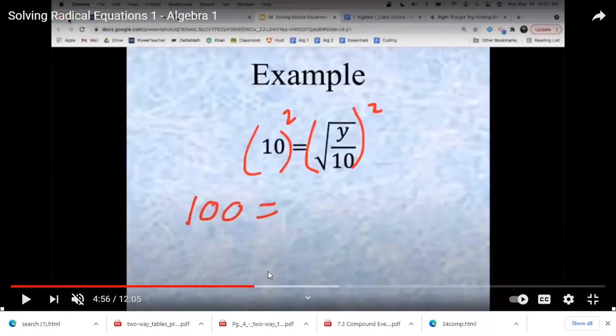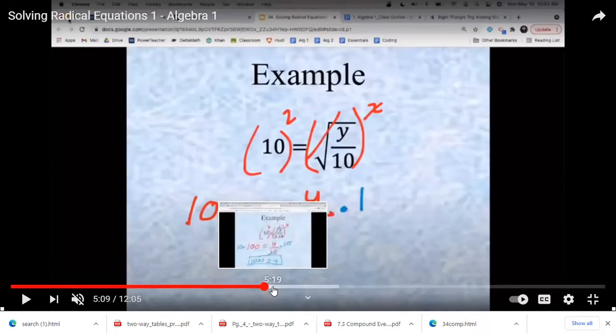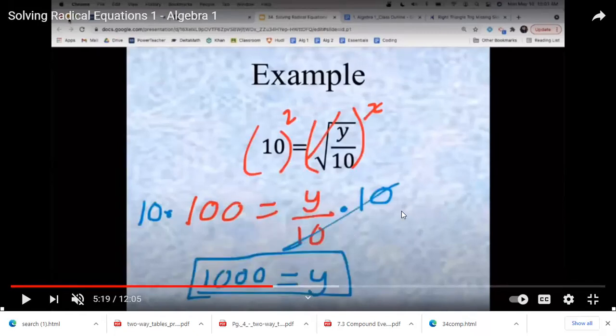Now, y over 10 equals 100. We want to remove the denominator, so we will multiply both sides by 10. Then the value of y equals 1000. What are we going to do after that? Do we finish or do we have to go back and check your answer? Check. Why do we have to check?